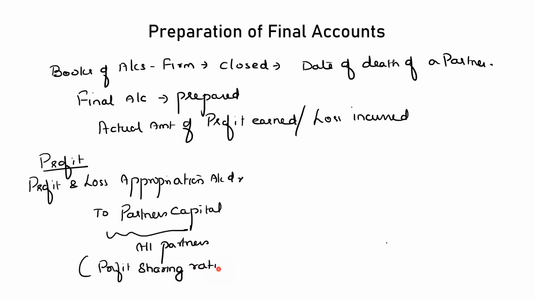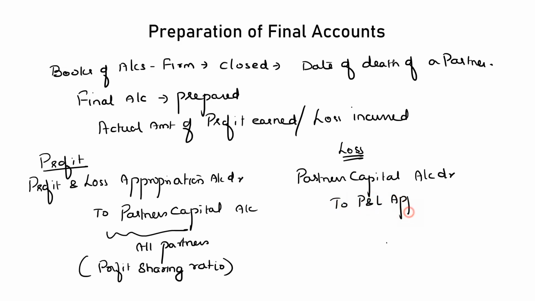So in this way, the profit which has been determined would be distributed, as it is normally done in the final accounts of partnership at the end of the year. But if there is a loss incurred, it is just a reverse entry passed, which is we debit the partner's capital account. In case they are following fixed capital system, then the current account is debited or credited, and you credit the profit and loss appropriation account.